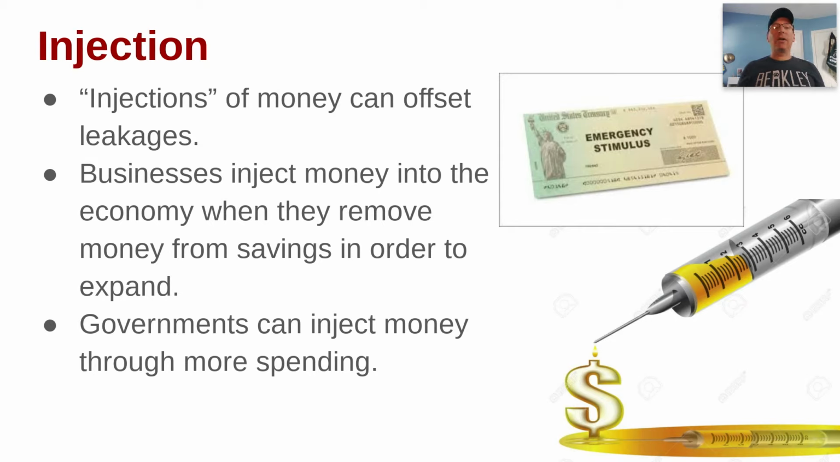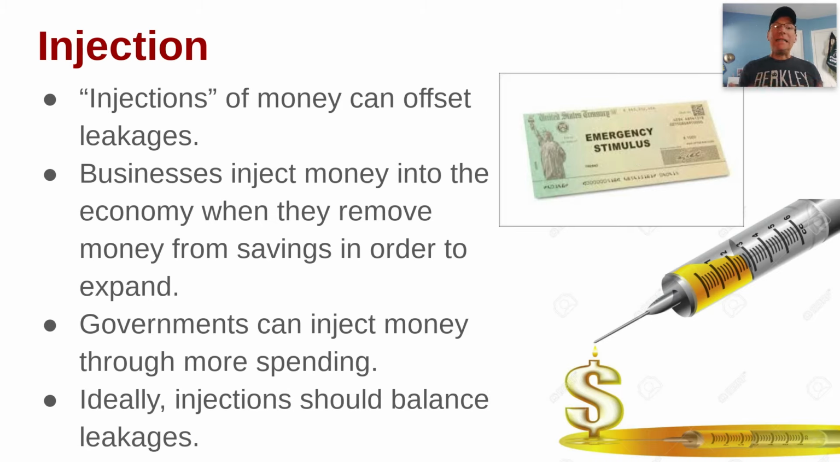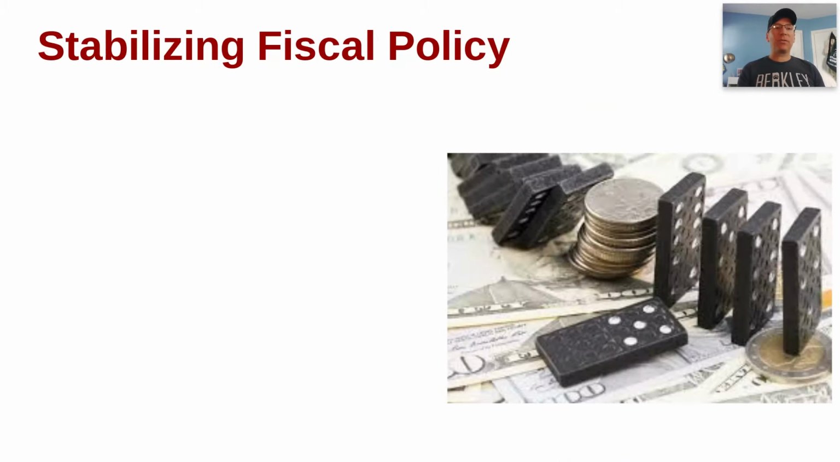Governments can, however, do it through spending. They can create big spending projects, like a new highway system or transferring money to new military spending or something like that, which would inject a lot of money into the economy. You can also do it simply by giving every American a check. That would also inject a lot of money into the economy. Ideally, leakages and injections should balance each other out. We don't want the economy spinning too far in any one direction, losing too much money at once or gaining too much money at once, because both of those can cause problems.